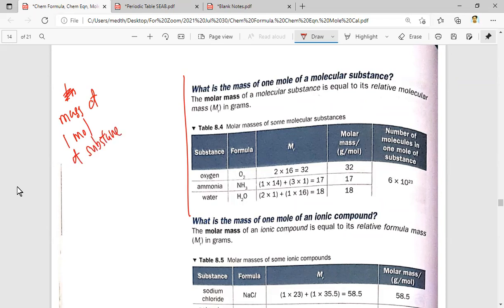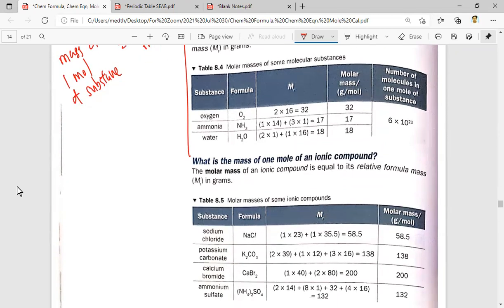So I'm going to find the mass of 1 mole of substance. This is actually equivalent to the molar mass. Okay, so for example, oxygen is O2. What's the MR of O2? I know it is 2 times 16, so it's 32.